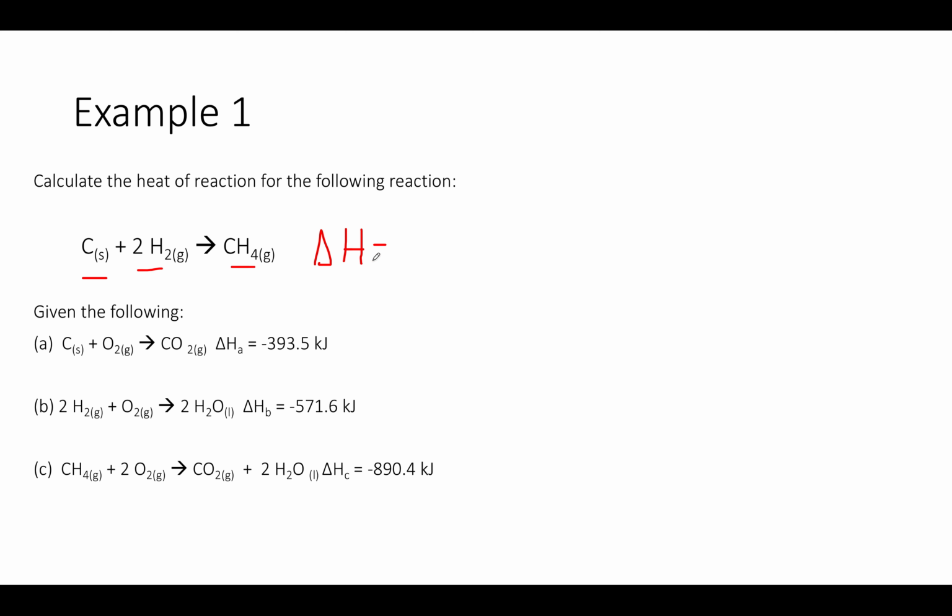that our reactants and products are on the right side. So in all of these, carbon and hydrogen should be on the left side, the reactant side, and methane should be on the product side.